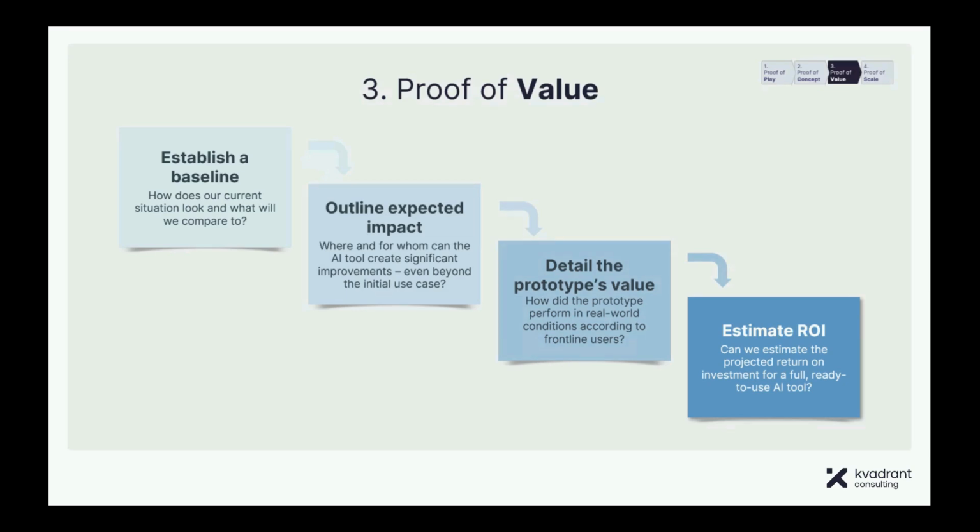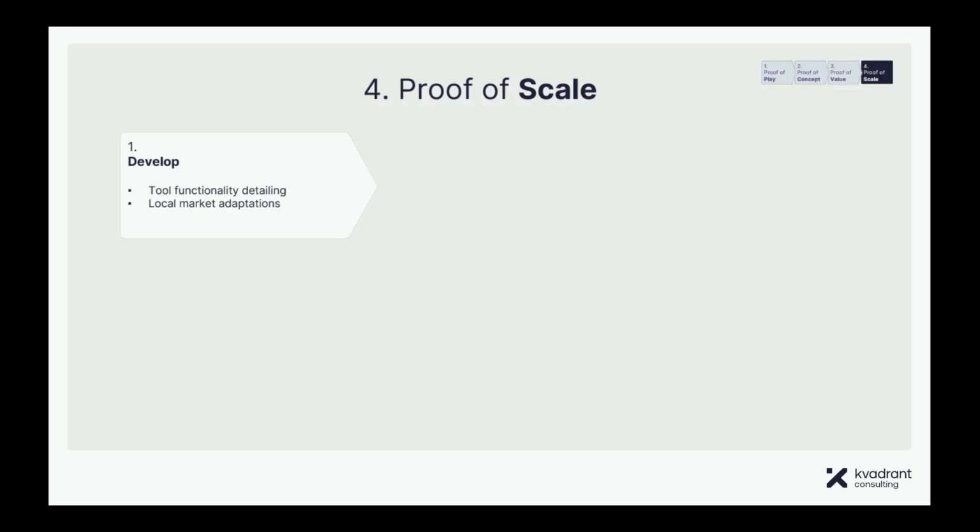Good. So now we have the proof of value, and now we need to design the proof of scale. So what is this going to look like when we develop it? And in this big rollout plan, I think there are three steps. One is developing, so making the tool fully functional. Maybe there's more functionality that wasn't in the prototype. Maybe there are some local market adaptations if you're a global company that needs to roll it out. How we're going to get that in place, of course, needs to be detailed.